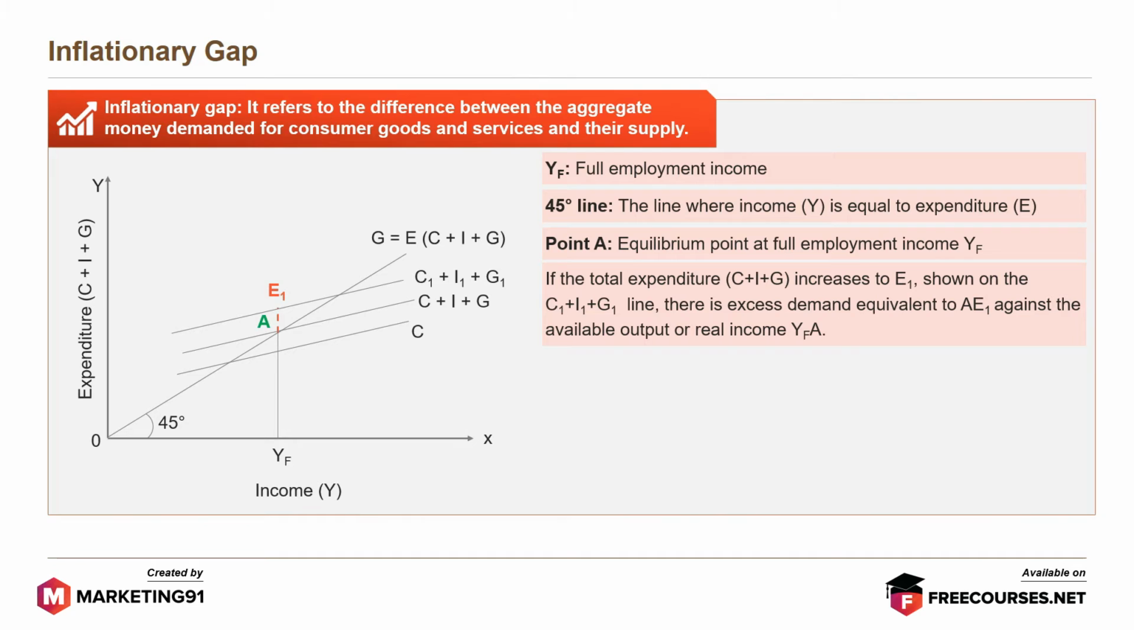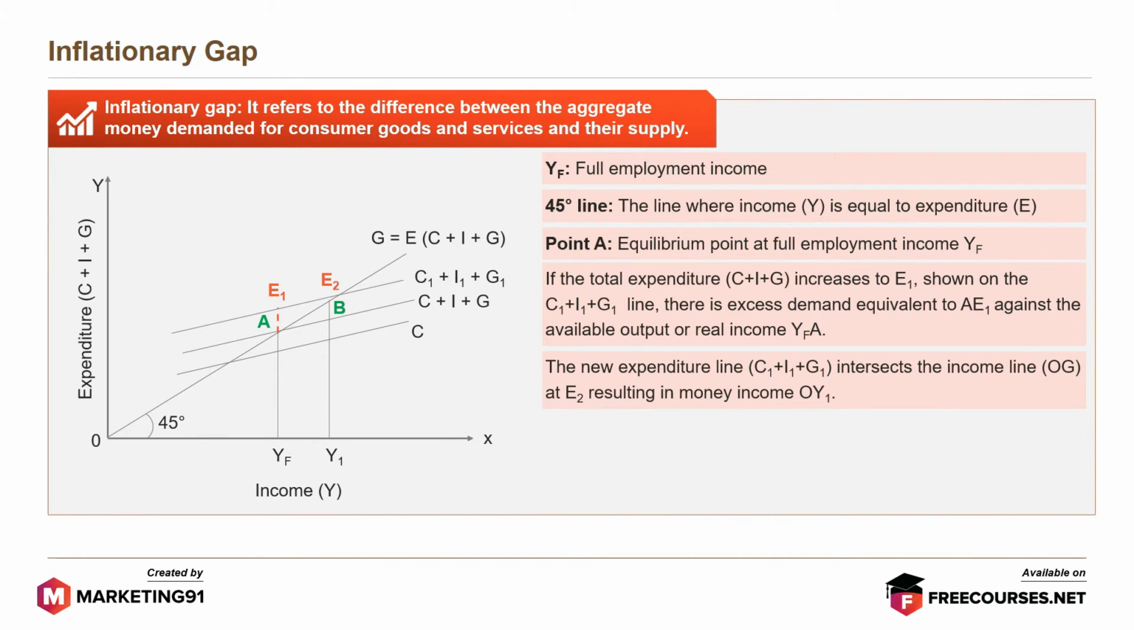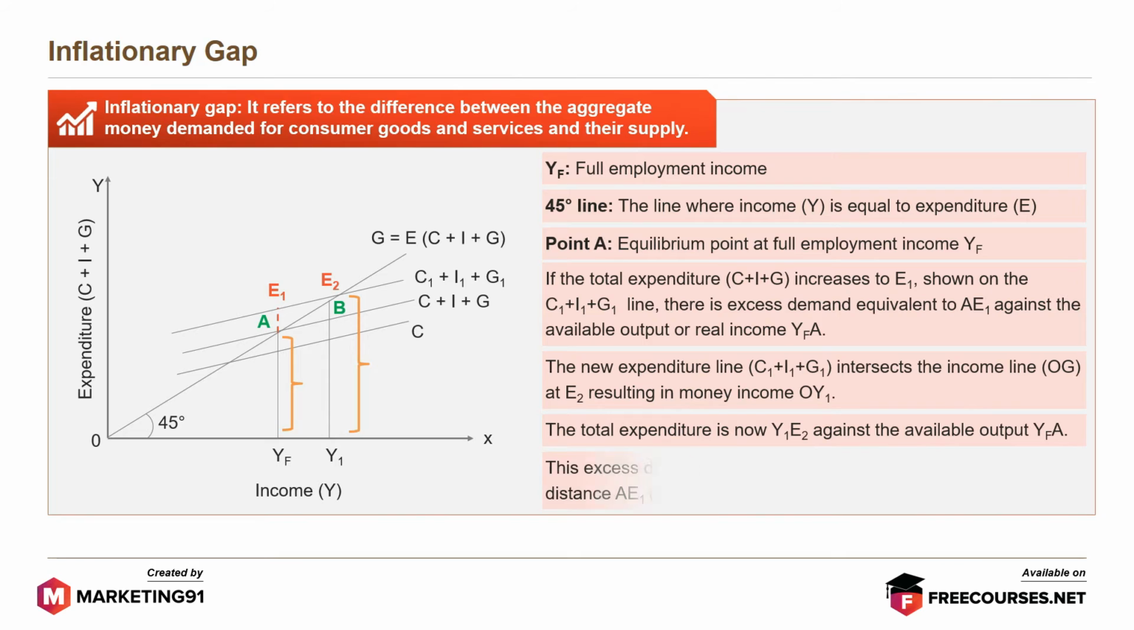If the total expenditure C plus I plus G increases to E1, shown on the C1 plus I1 plus G1 line, there is excess demand equivalent to AE1 against the available output or real income YFA. The new expenditure line C1 plus I1 plus G1 intersects the income line OG at E2, resulting in money income OY1. The total expenditure is now Y1E2 against the available output YFA. This excess demand creates an inflationary gap denoted by the distance AE1 equals BE2.